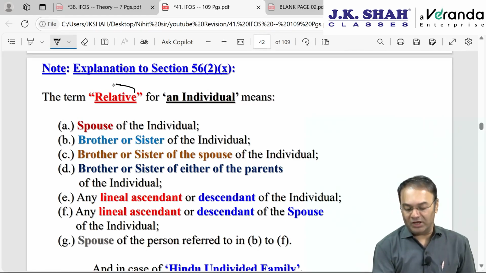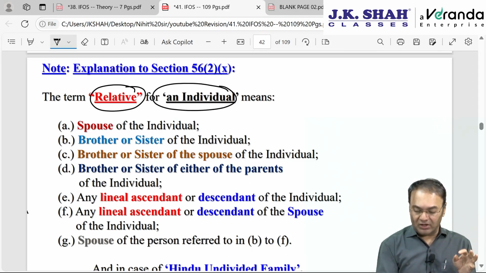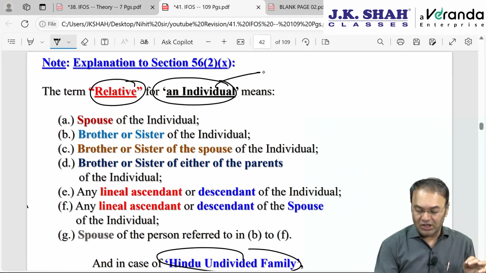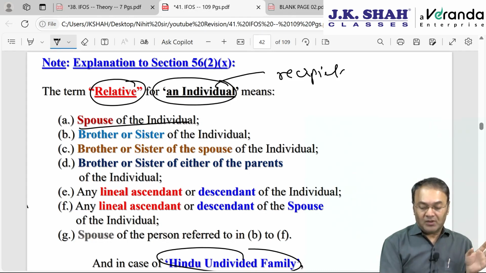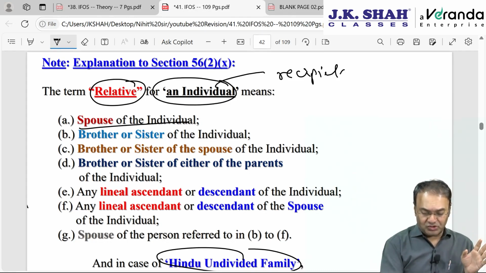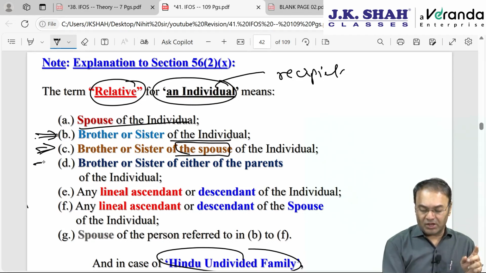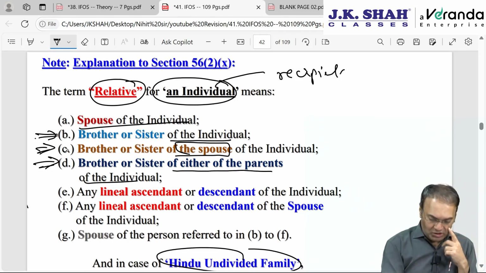Now the question is, what do you mean by relative? Relative is one of the exceptions. For an individual, the word relative will have a different meaning, and for HUF, it will have a slightly different meaning. If the assessee, that is the recipient, is an individual, then it will include the following 7 people. Number 1, spouse of the individual, that is husband, wife, life partner. Then 3 types of brothers, sisters: own brother, sister; brother, sister of the spouse; brother, sister of either of the parents. Parents mean mother or father, so father's brother, sister and mother's brother, sister are both included.